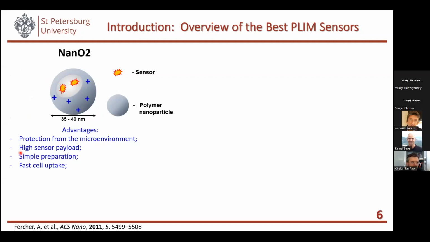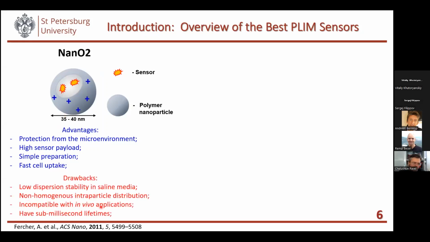Also, we have simplicity of preparation, because the way of preparation of these nanoparticles is just nanoprecipitation, and due to the ability to load numerous copies of phosphor inside this molecule, we have high sensitivity. We can reach high sensor payload if we need this. And of course, due to the cationic nature, these sensors are quickly taken up by the cells. But unfortunately, they are incompatible with in vivo applications, again, due to their cationic nature.